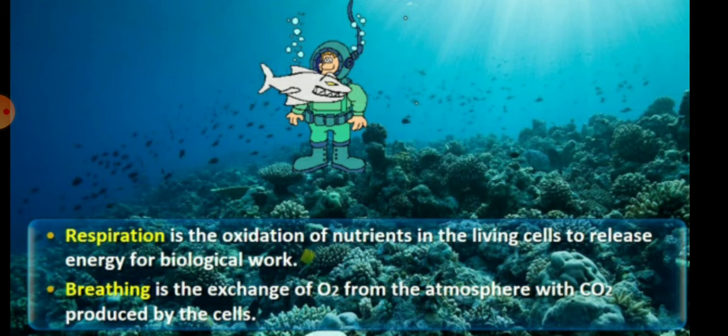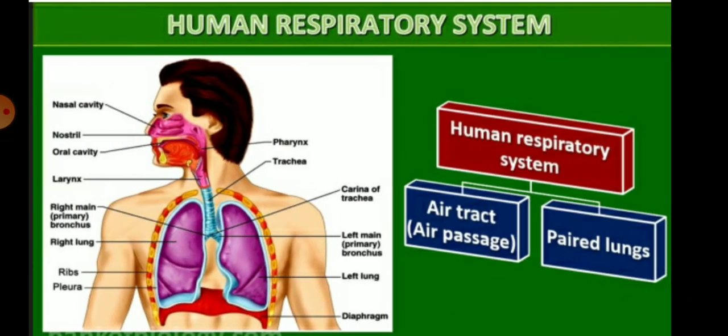And breathing means the exchange of gases, like the exchange of oxygen from the atmosphere with the carbon dioxide produced by the cell. So children, the human respiratory system is mainly divided into two parts. First is the air tract, or we can say the air passage, and the second is the paired lungs. Children, you can see the parts of the human respiratory system in this diagram.